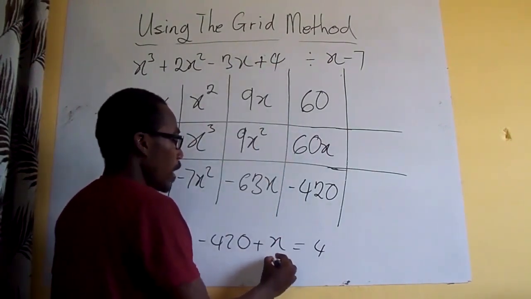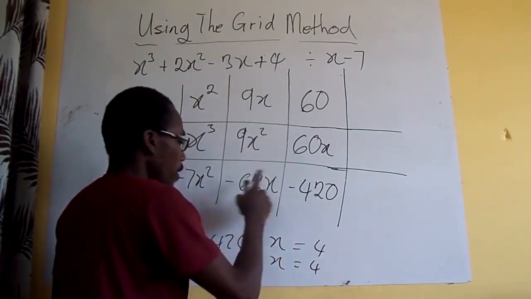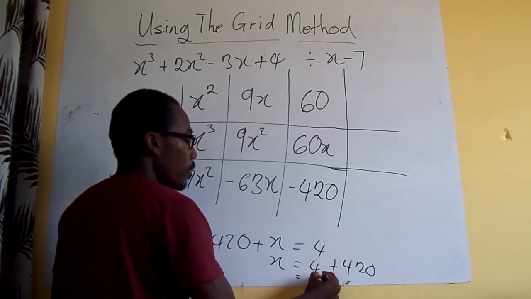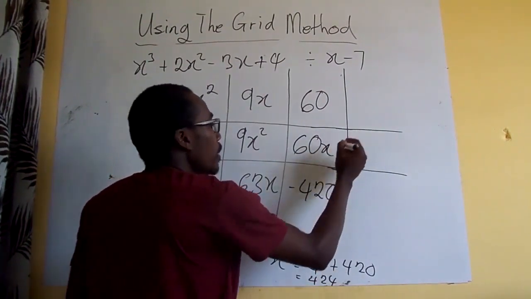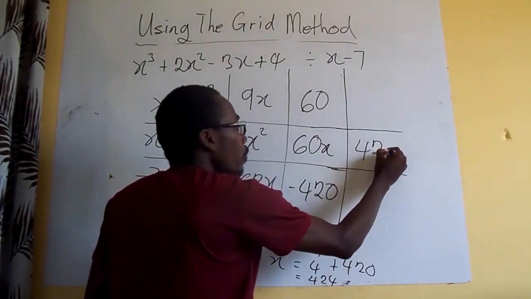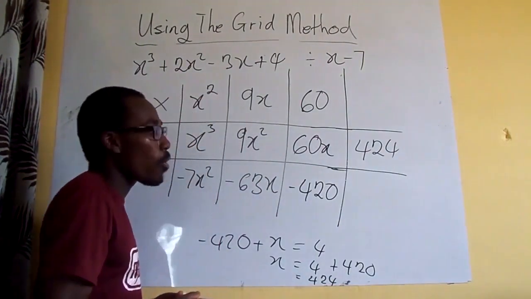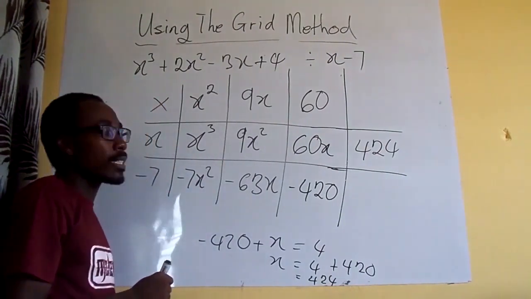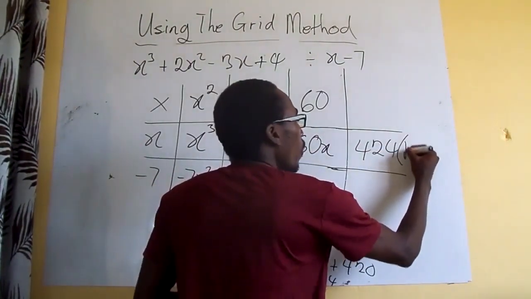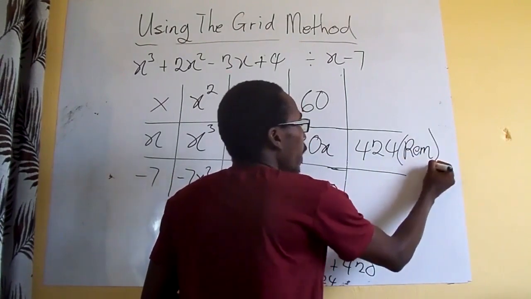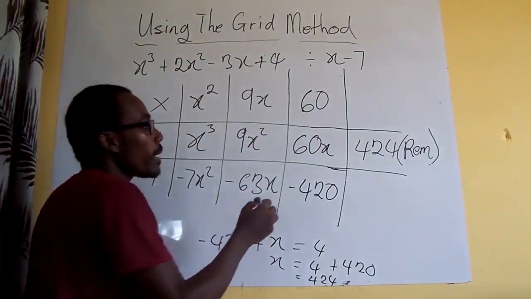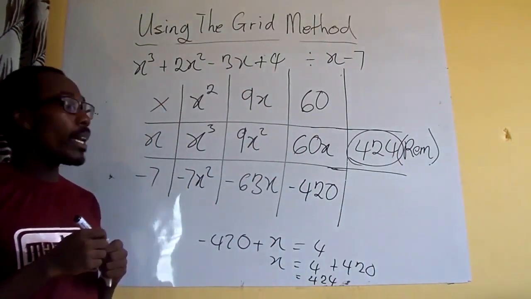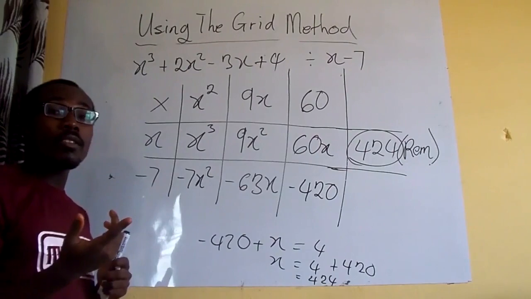Then you say x is equal to 4, and the 420 moves to this side. You get 424, and it means that the best answer will be 424. It simply means that when you put 424 here, that is positive 424 plus negative 420, that gives you the 4. In fact, this will be your remainder. It's as simple as ABC. The remainder will be 424.